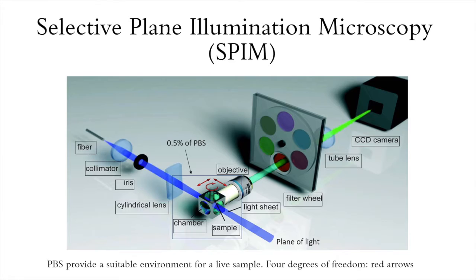We then use the objective lens, filter wheels, and tube lens to image the distribution of fluorophores in the illumination plane onto a CCD camera. In addition to translating the sample through the light sheet, SPIM offers an optional recording scheme. You do this by recording many 3D stacks at different orientations of the sample. These datasets are then combined in a process called multi-view reconstruction.